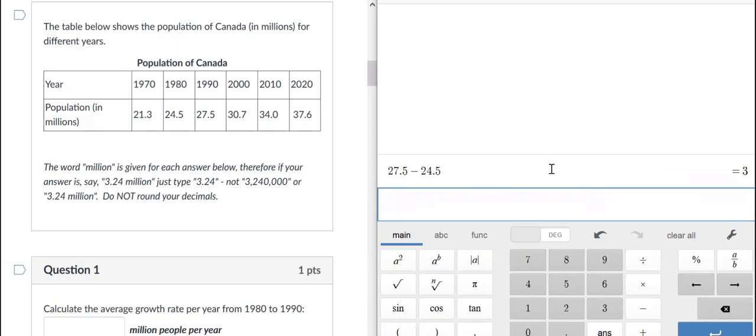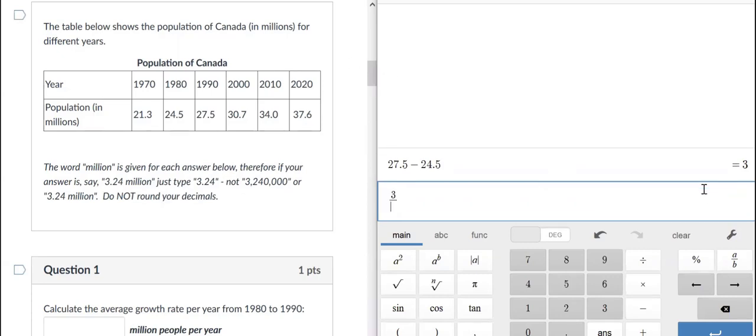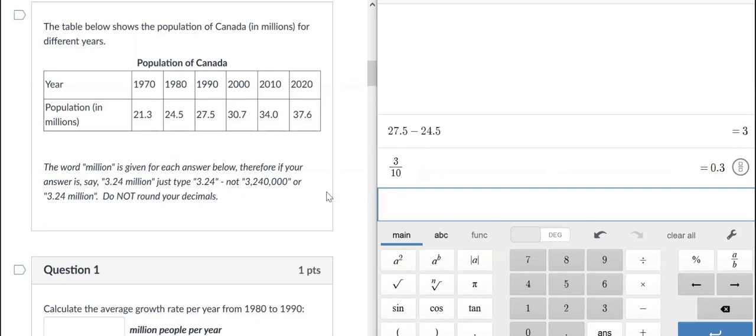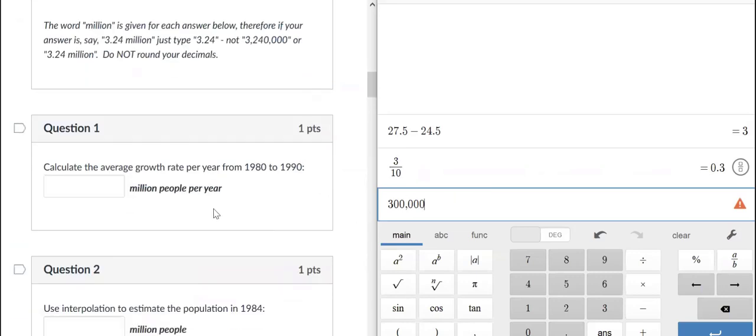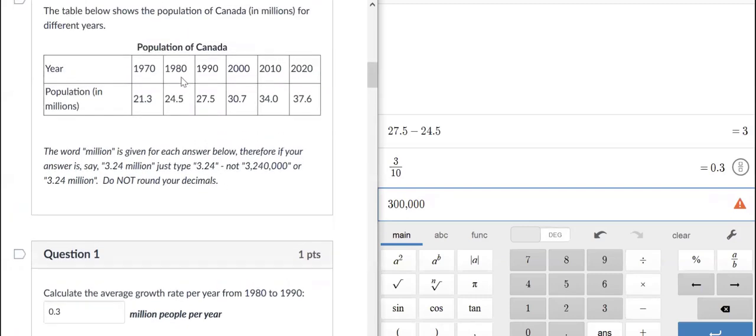But per year, it's a 10-year period. So if you take 3 and divide by 10, it's 0.3, right? So per year, the average growth rate from 1980 to 1990 was 0.3 million people, or 300,000. That's the same thing as 300,000, right? So we want to give it in million people per year, 0.3. That's the average growth rate from 1980 to 1990. You okay with that?